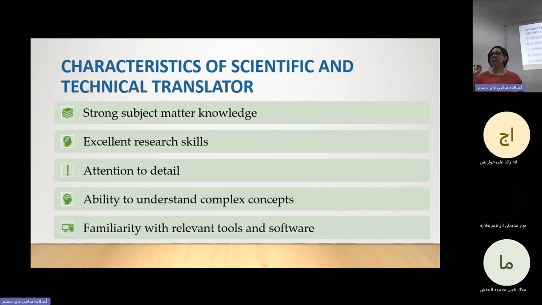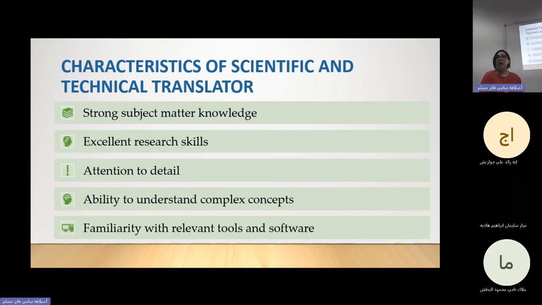يعني ما بكفي تيجي تترجم وخلص, that's it. No, you have to do your research. You have to make sure that the words you are using are the correct ones. Yep. Attention to detail. This is very important. A translator in the field of scientific and technical translation needs to have backgrounds and knowledge in physics, math, science, technology, whatever, because it is needed for him or her when translating. Yes. Ability to understand complex concepts.